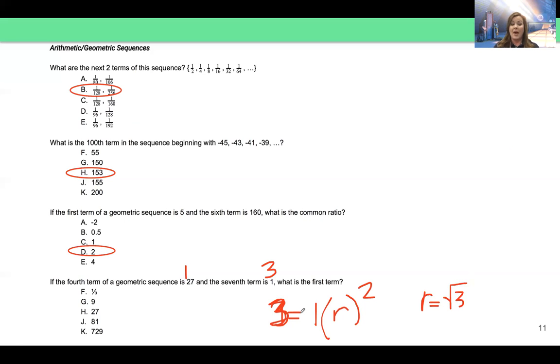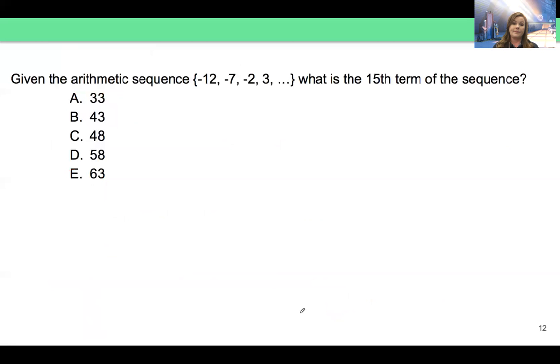Then I can go back and do the calculation where my first term is the unknown. My common ratio is the square root of 3. I solve and I get 729. And the last one here we've got an arithmetic sequence. What is the 15th term? It looks like we are adding 5.